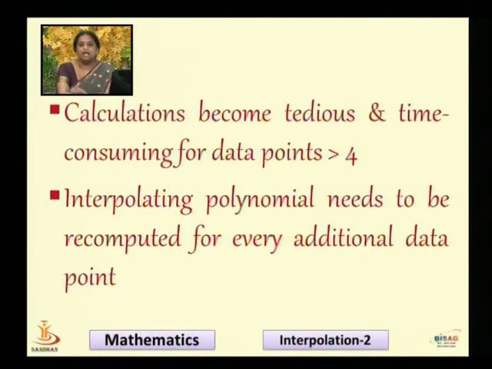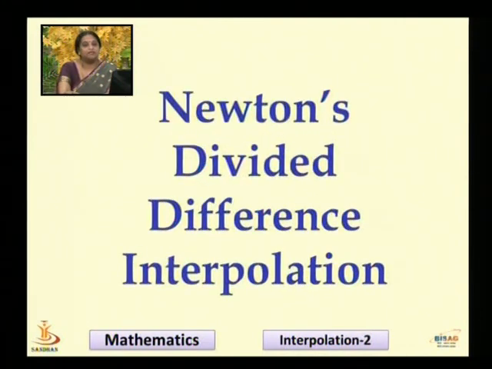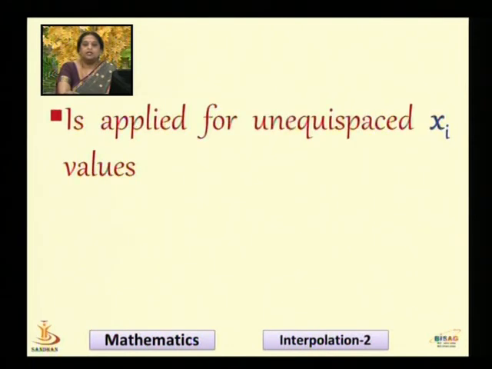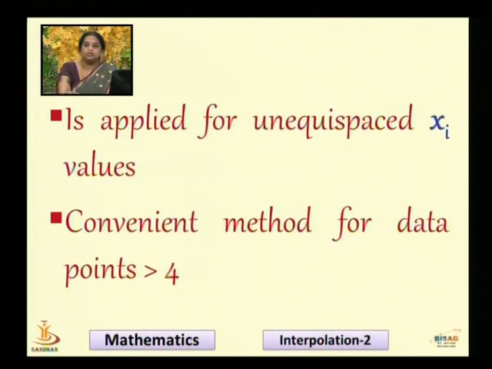and thus this becomes a cumbersome task. In order to avoid these limitations, we have Newton's divided difference interpolation method, which is again used for unequispaced or unequidistant points. This particular method is applied for unequispaced xi values and also is a convenient method for data points that are greater than 4, because of the basic limitation of Lagrange's method.